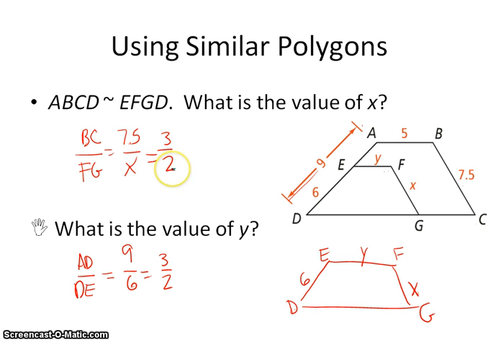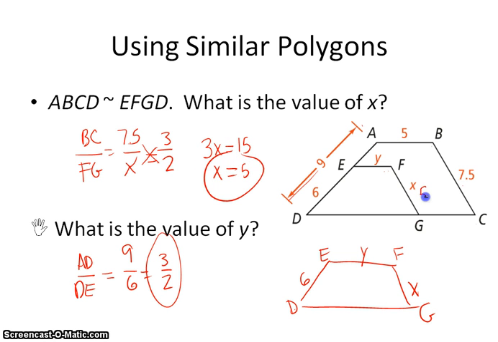It has to be a 3 to 2 scale factor because they told me it's similar, so I would use the same scale factor for all sides. All right, well, I think the quickest way to solve this is to cross multiply. So I'd get 3x is equal to 15 and x is equal to 5. And we can check that. Is 5 to 2.5, 7.5 to 5, is that a 3 to 2 ratio? And it is. It works.